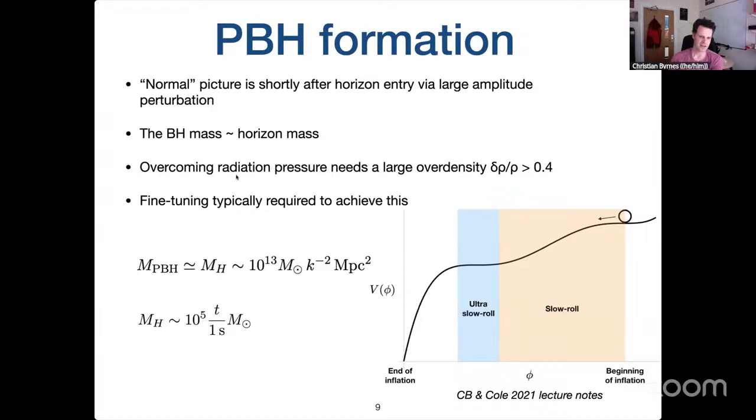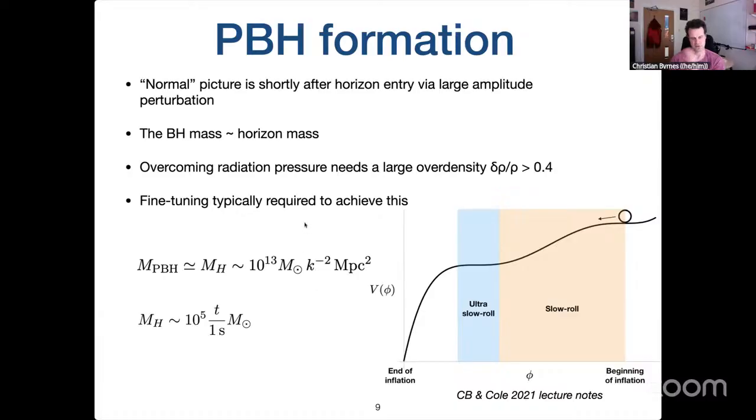Assuming radiation in the early universe, which is the fiducial assumption, you need an overdensity of order delta rho over rho of order 0.4, something like that, at horizon entry, to be compared with a few times 10 to the minus 5 on CMB scales. So we need the small scale fluctuations to be much more perturbed than the large scales. And that typically requires some type of fine tuning, or at least something special in your initial conditions.